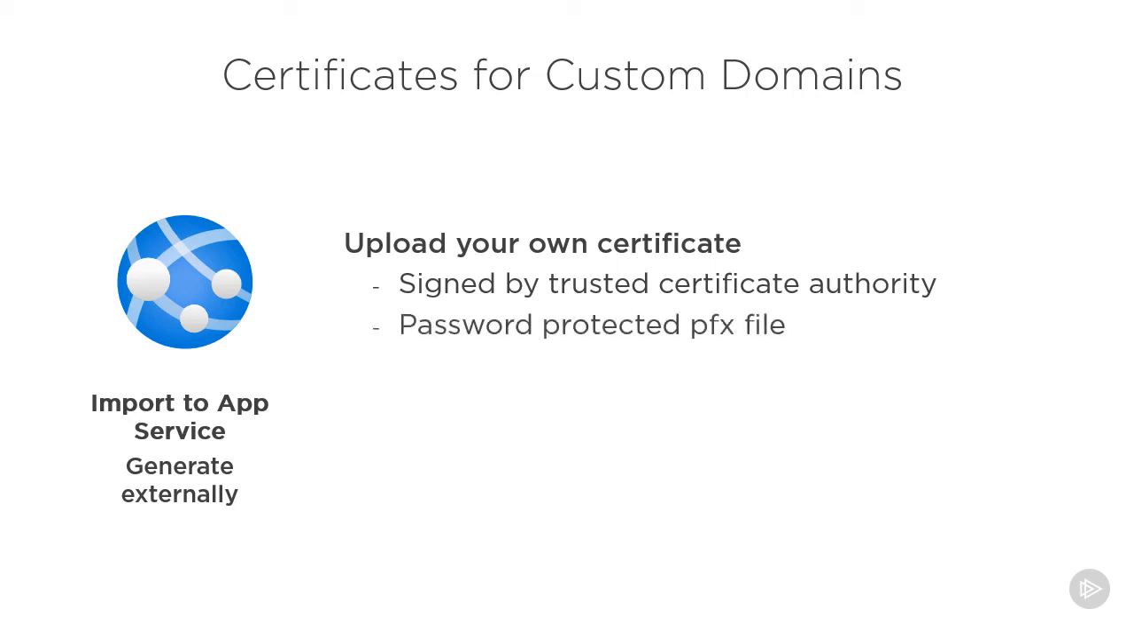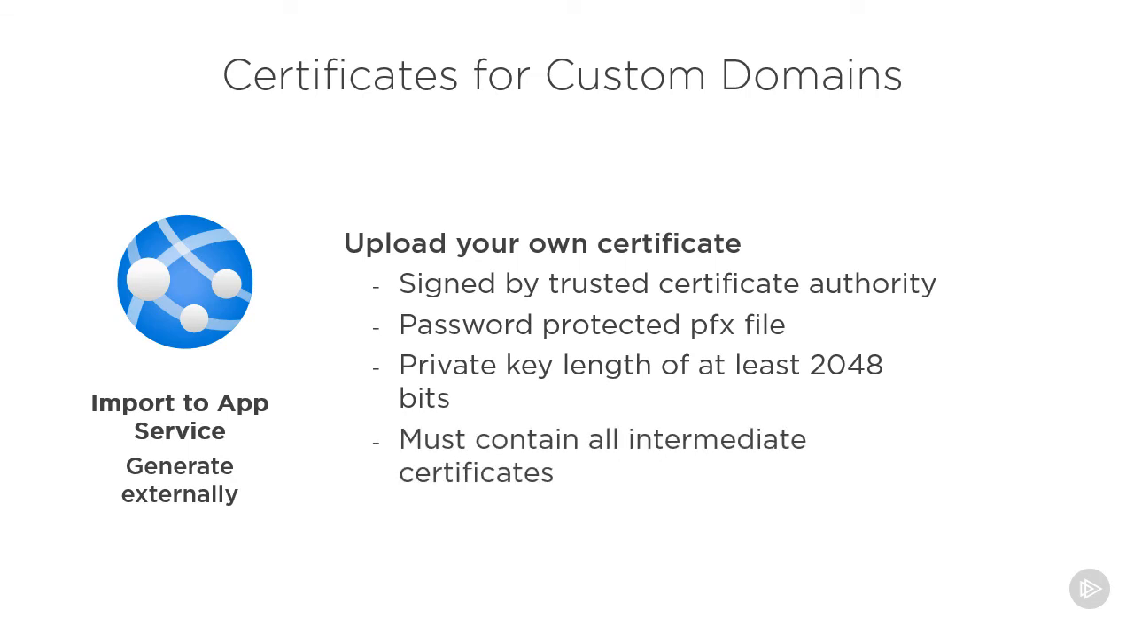The certificate needs to be exported as a password-protected PFX file. Usually the certificate authority will send you the certificate as plain text, so you'll most likely need to do this step yourself. The certificate must contain the private key with a key length of at least 2048 bits. The certificate must contain all intermediate certificates in the certificate chain. You can get the intermediate certificates from the certificate authority, but then you'll have to combine them yourself before uploading the certificate to App Service. You can do this using a tool like OpenSSL or using Internet Information Services Manager. I'll show you how to do that in the upcoming demo.